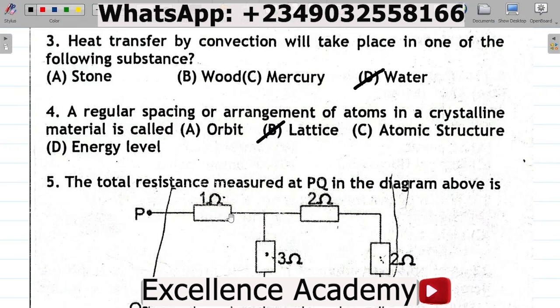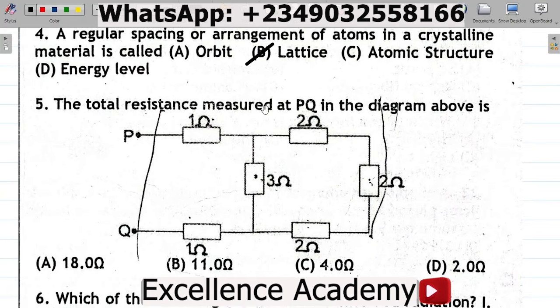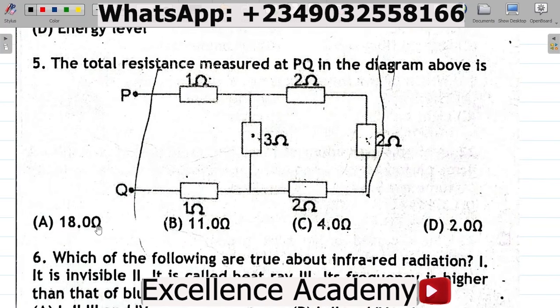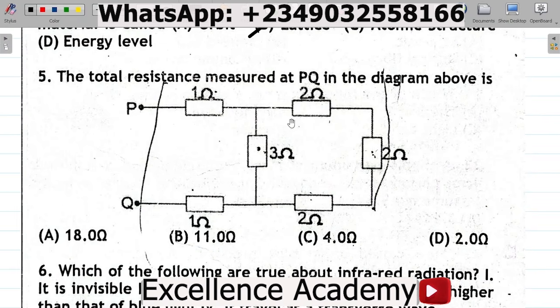All right, next up, question number 5. Question 5 says the total resistance measured at PQ, that's this point here, that's the open point here, PQ, in the diagram above is, that's this diagram here: A, 18 ohms; B, 11 ohms; C, 4 ohms; D, 2 ohms. So how do you solve this question? Now, when it comes to solving a question like this, I've already discussed the concept of this. What you have here are resistors, and I've discussed how you can resolve resistors in both series and parallel in our previous video. So check our JAMB playlist and you see a video on how you can resolve things like this. But for this question, how do you solve this?